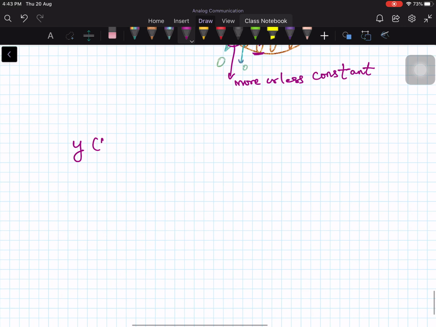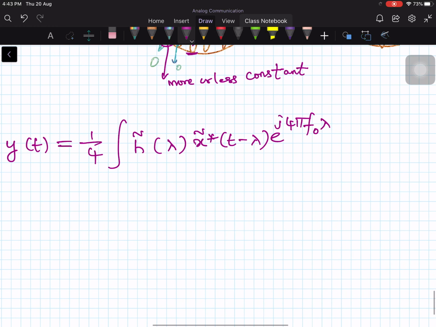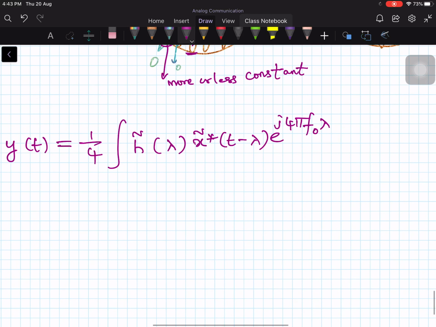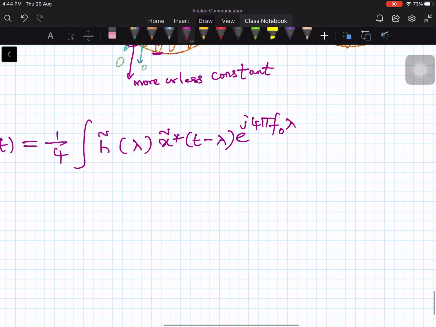Your y of t is equal to 1/4 integral of h tilde of lambda times x tilde complex conjugate of t minus lambda e to the j 4 pi f naught lambda into d lambda plus complex conjugate, and this is the complex conjugate of this term.